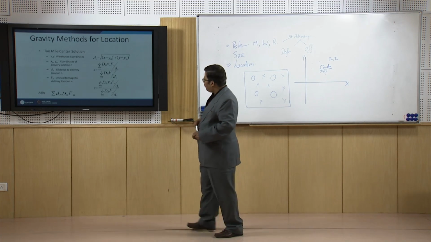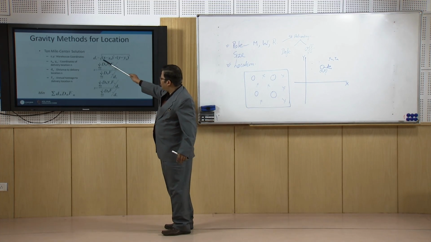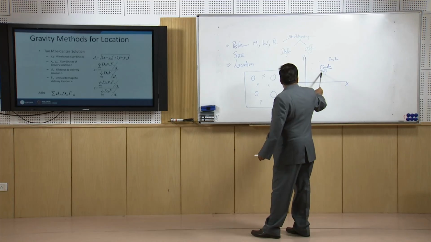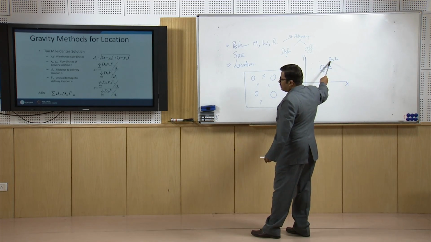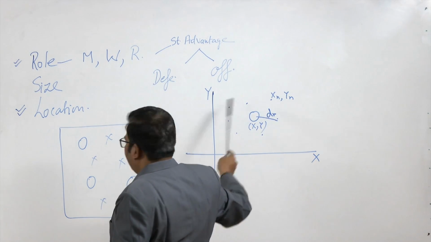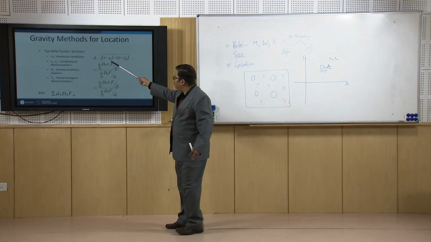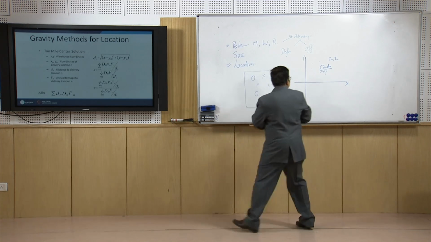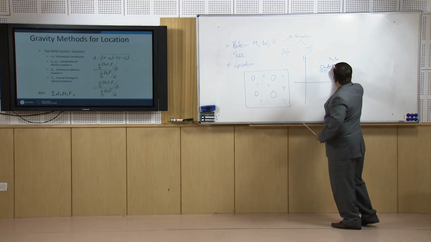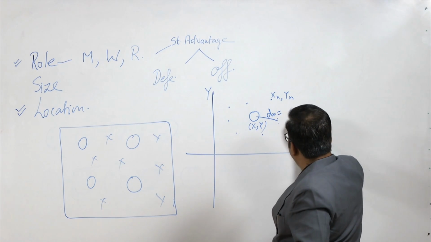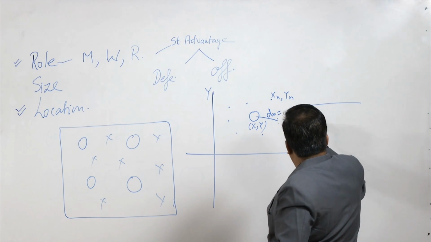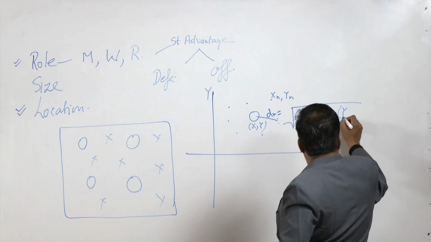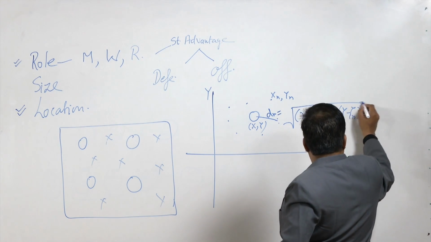Now, this is the formula for dn: x minus xn, whole square, plus y minus yn, whole square, and the square root of these two terms will determine the distance between the warehouse location and the delivery location. That is, dn equals the square root of (x minus xn) squared plus (y minus yn) squared.